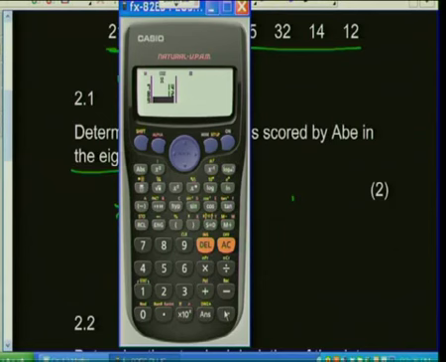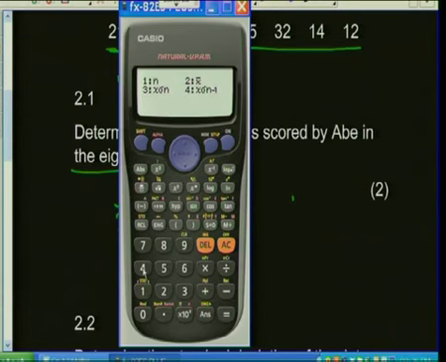You press the AC button. The AC button stores that data. Then what do you do now? After AC, shift, then option 1. Can you see option 1 with stats? Option 1. Then you get 5 options. So you select option 4, the VAR, option 4.